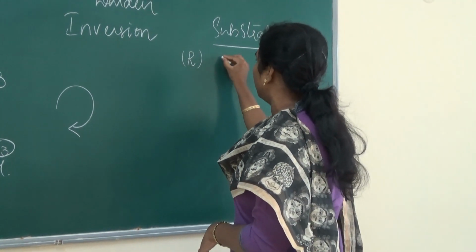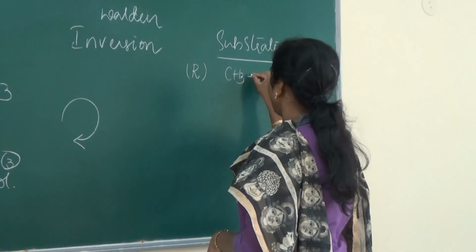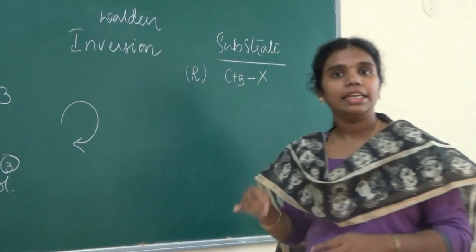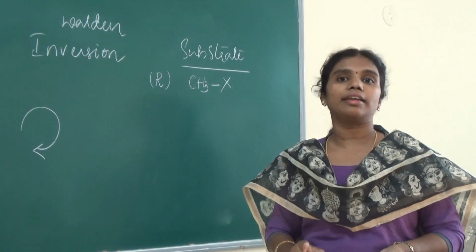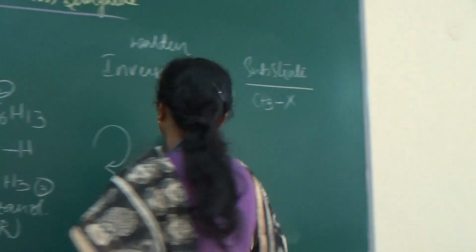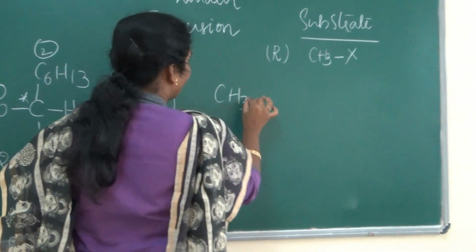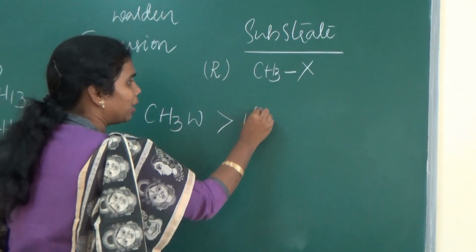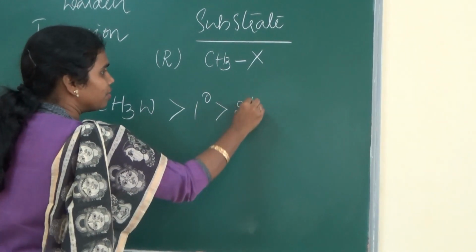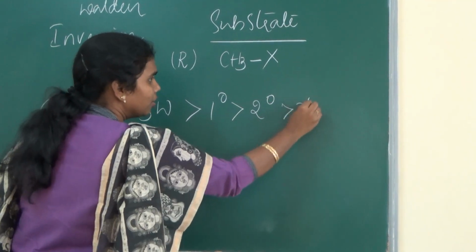Okay, let us take a methyl group and a leaving group. Let it be any halogen. So when you talk about the substrate, the alkyl halide, if you see the reactivity, methyl with a withdrawing group is more reactive when compared to primary, which is more reactive when compared to secondary, which is more reactive compared to tertiary.